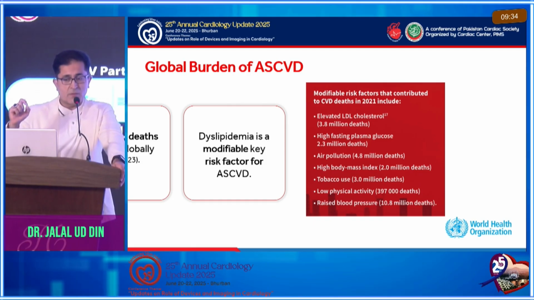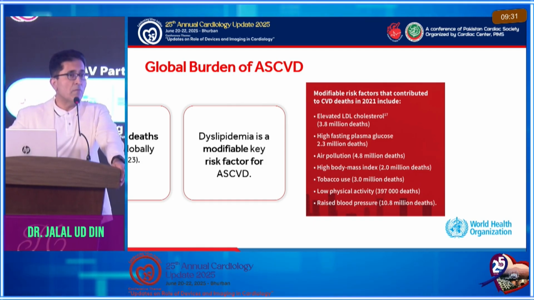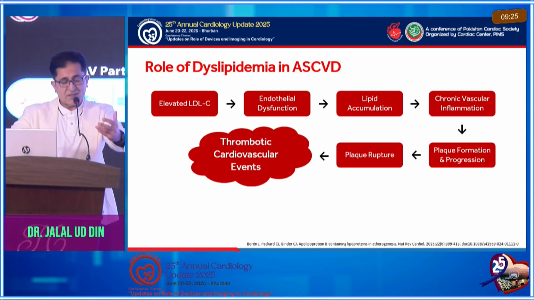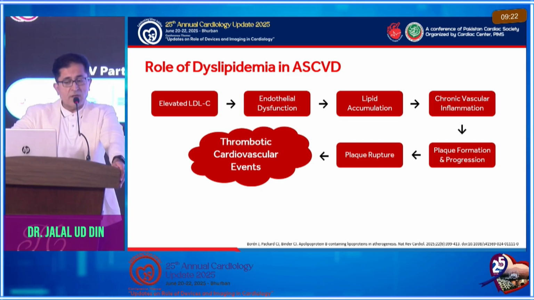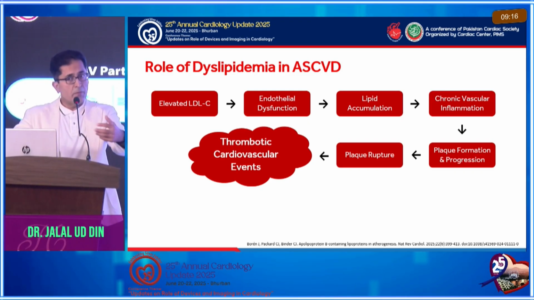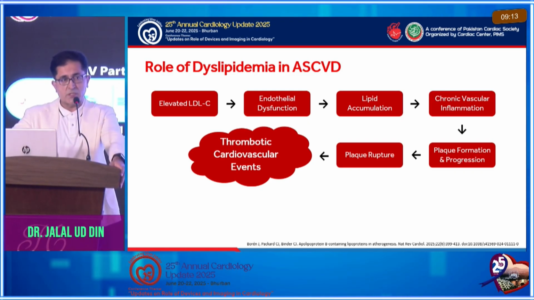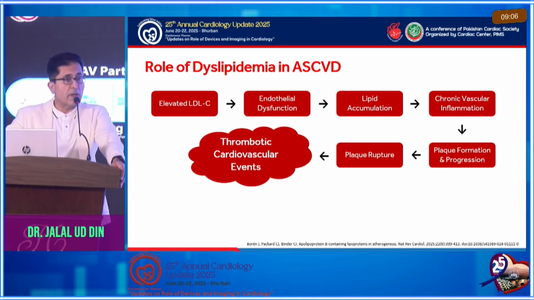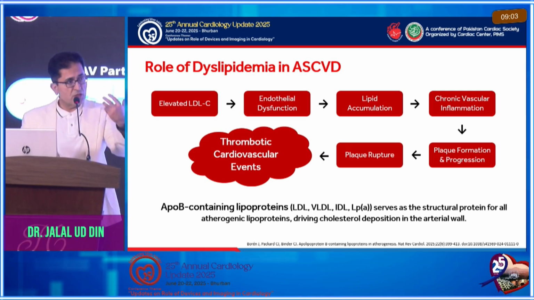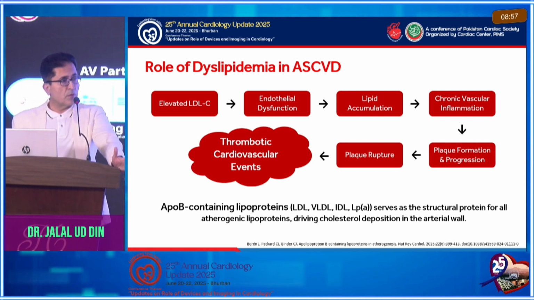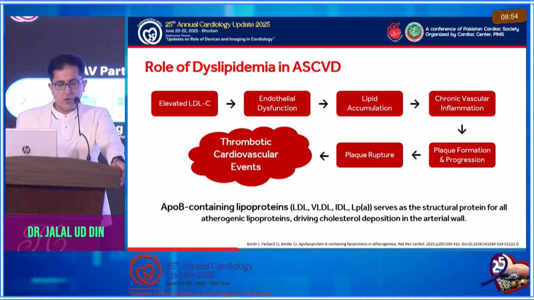Now the good thing about this slide is these risk factors are modifiable. So we know what the role of these risk factors is. If uncontrolled, they lead to thrombotic cardiovascular events, and from our basics we know endothelial injury is the first thing that happens, and most of the drugs, most of the molecules, focus on endothelial stabilization. This leads to lipid accumulation, chronic inflammation, plaque formation, plaque rupture, and the main players are ApoB-containing lipoproteins: LDL, VLDL, lipoprotein little a, which serve as a structural protein for all atherogenic lipoproteins driving cholesterol deposition in the arterial wall.